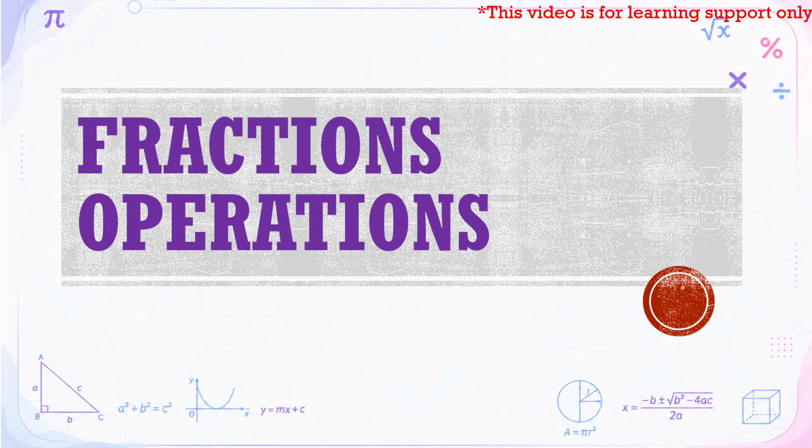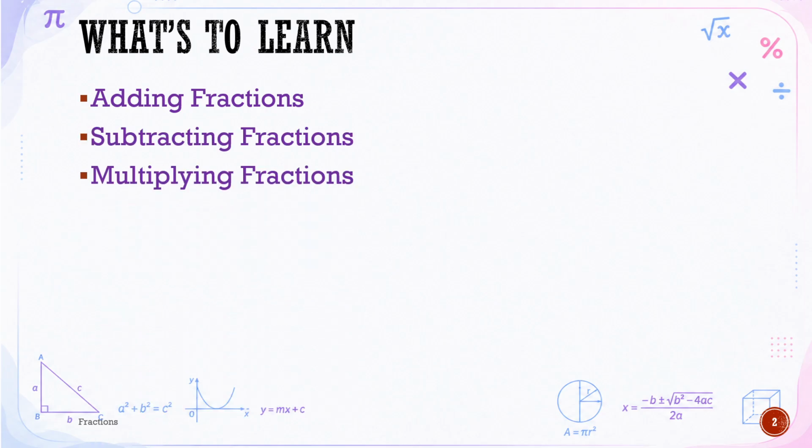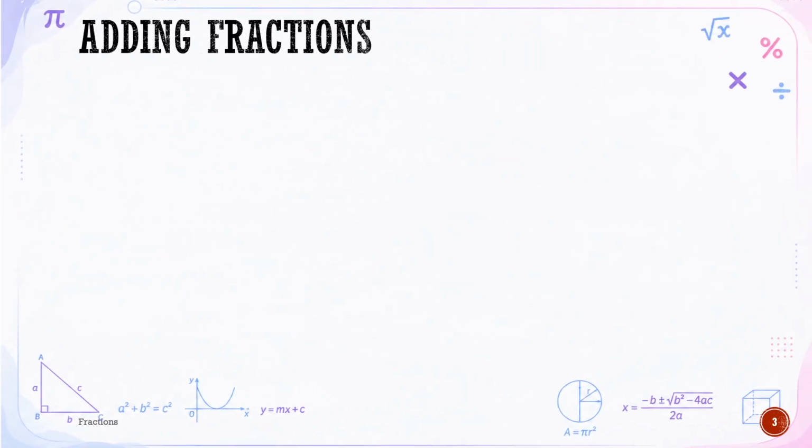Hello everyone. We are going to talk about fractions and the various operations that can be performed on the fractions. This is in continuation with the last video we had, which was about the basics of fractions: what are fractions, the various types of fractions, and how to compare and find the equivalence of fractions. So today we are going to talk about how to add fractions, then subtracting fractions. We'll talk about multiplication and division of fractions, and we'll even talk a little about how to add mixed fractions. Let's get started with adding fractions.